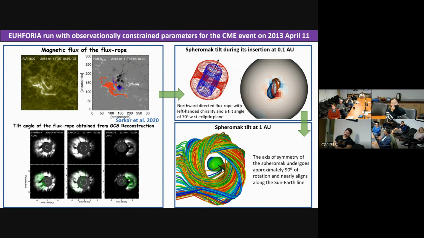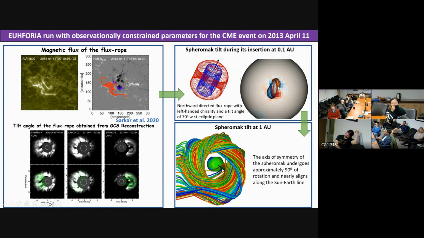I have not drawn all the field lines of the spheromak, which would look like a spherical bubble, but I have only plotted the field lines which are gyrating around its magnetic axis. So basically the blue part of this particular analytical model. You can see that it is aligned with what we have observed of the flux rope orientation.